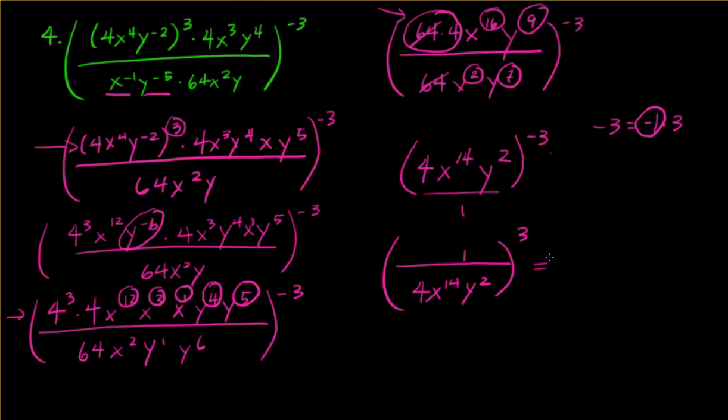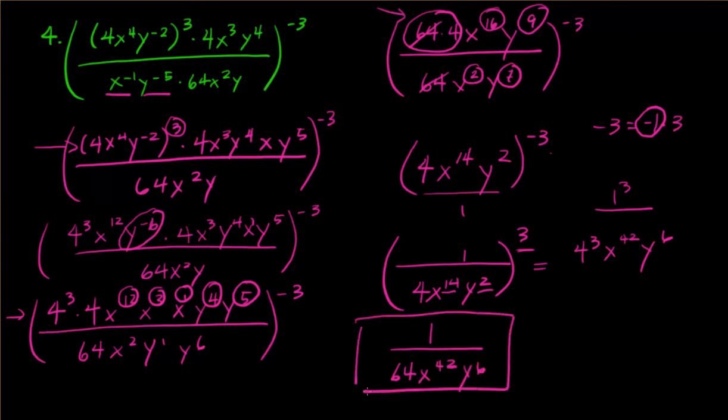Now I can go ahead and distribute the 3. It'll be 1 to the third, and then 4 to the third, and then x to the 14 times 3, which is 42, and then y, 2 times 3, which is 6. Okay, and I end up as my final answer 1 over 64 x to the 42, y to the 6.